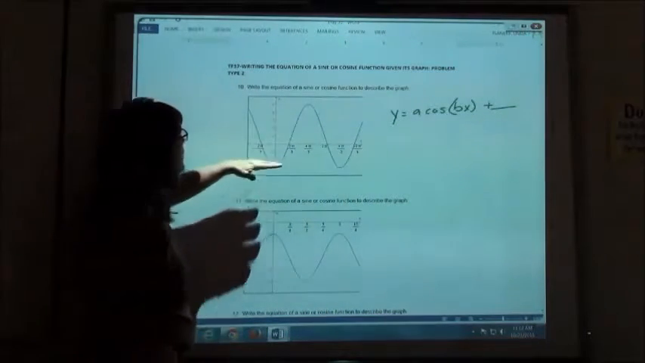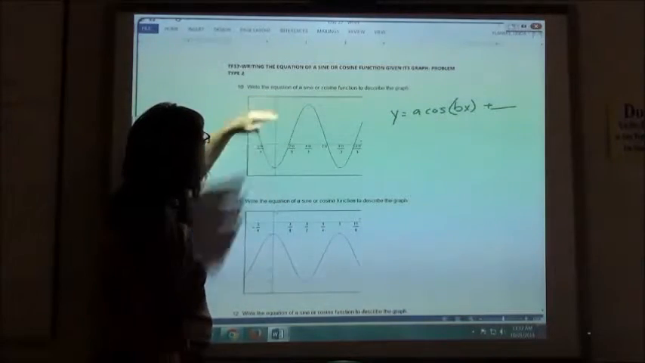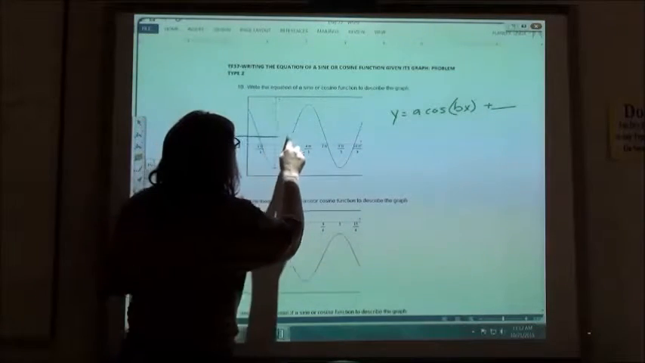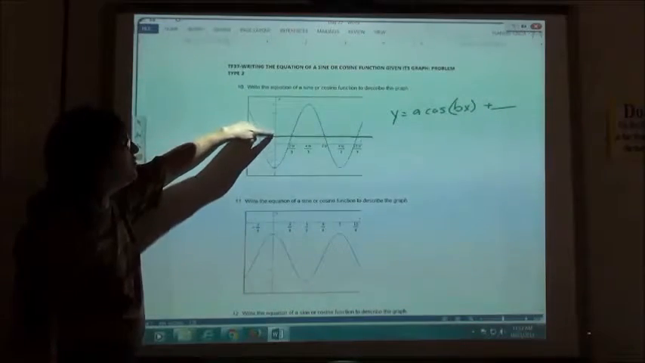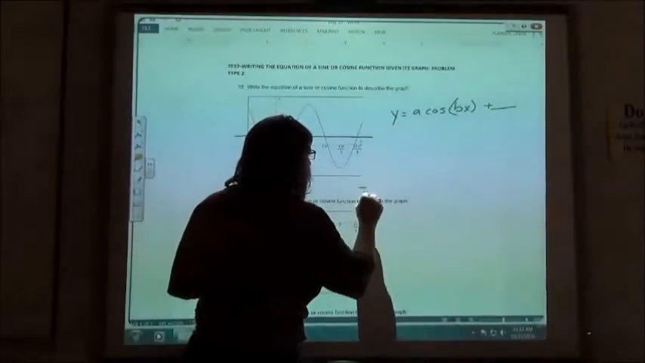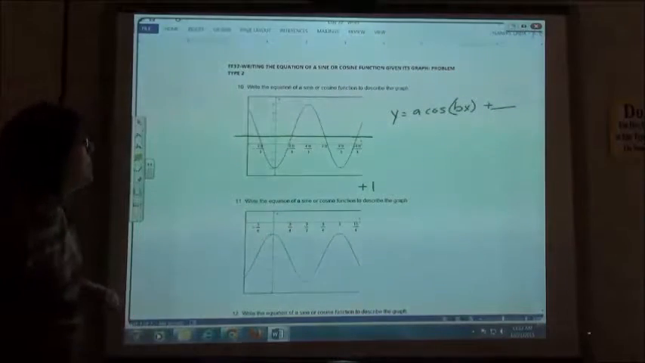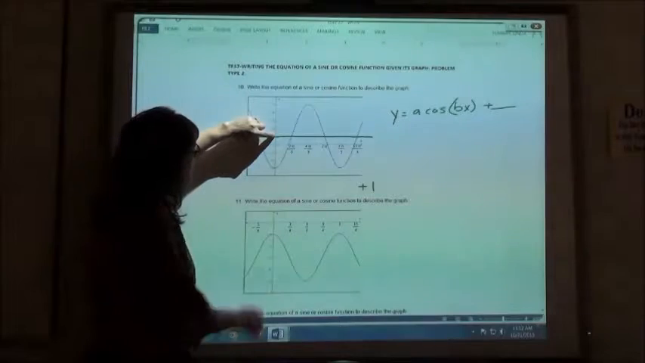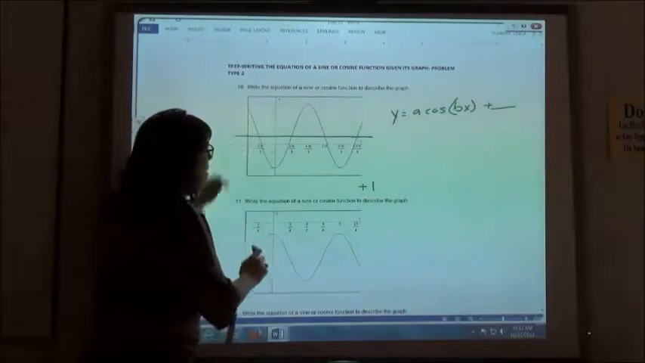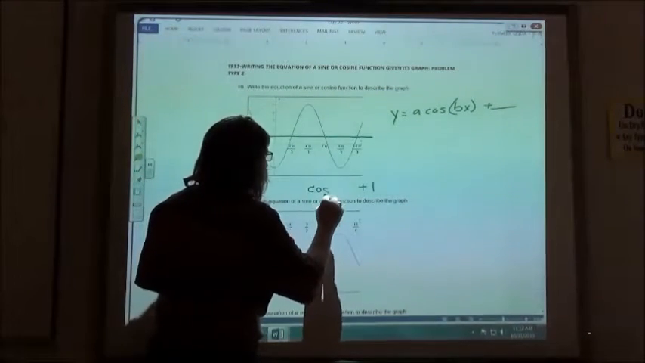So what I want to do first of all is figure out where the middle of my graph is. So if I cut this in half, the middle is right here. So instead of being at 0, it's shifted up 1. So I know that I'm going to have a plus 1 on the end of my graph. So if I'm at 0, I'm starting down here. So I know I'm going to have the cosine curve.